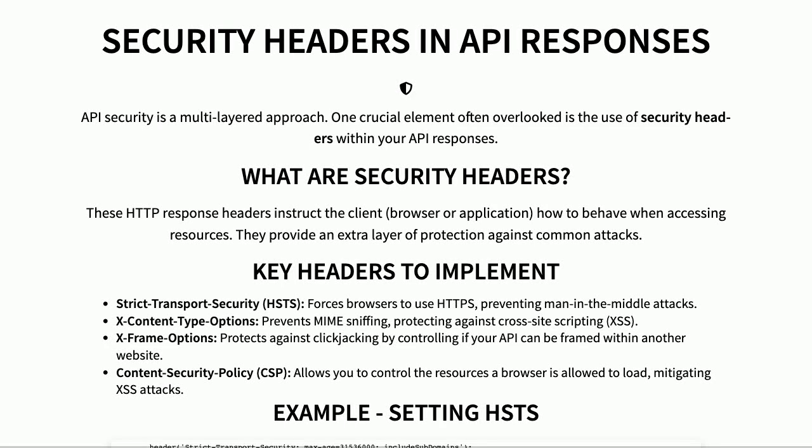Let's talk about a really important part of securing your API, security headers. These are basically instructions you send back to the browser or application that tells it how to behave when accessing your resources. We're focusing on some key ones like HSTS, which forces HTTPS connection, super important for stopping attacks. There's also X-Content-Type-Options, which prevents browsers from guessing what kind of data they're dealing with, and X-Frame-Options, that helps against clickjacking. Finally, Content Security Policy is a powerful tool to control the resources your website can load. Implementing these headers consistently makes a huge difference in overall API security.